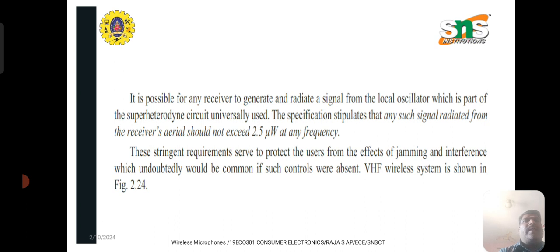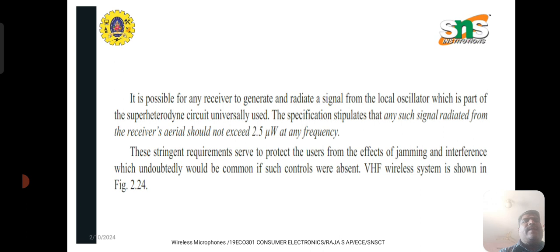It is possible for any receiver to generate and radiate a signal from the local oscillator, which is part of the superheterodyne circuit that is universally used. The specification stipulates that any such signal radiated from the receiver aerial should not exceed 2.5 microwatts at any frequency. These stringent requirements serve to protect the user from the effect of jamming. Jamming means more noise occurring in the microphone, and interference, anything unwanted added to the original input signal, is completely avoided by using this wireless phone.